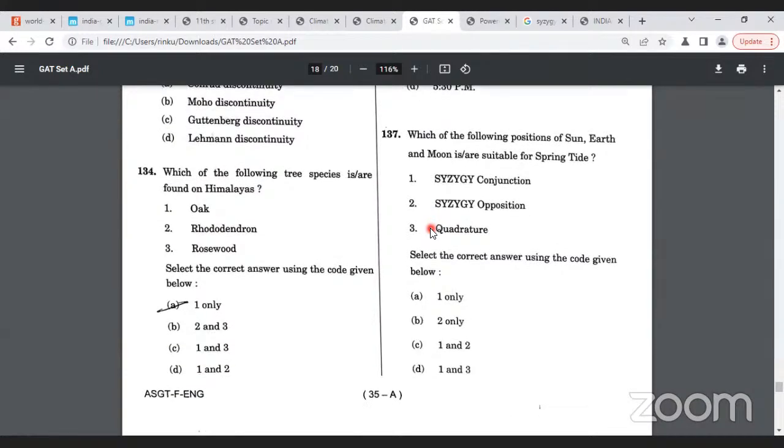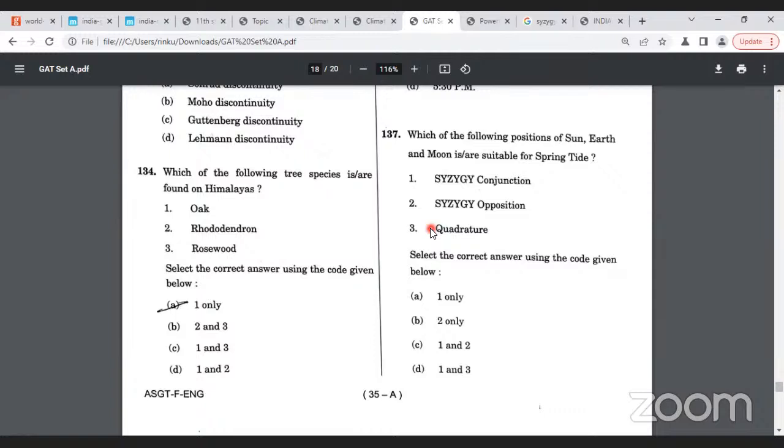137. Which one of the following positions of sun, earth, and moon are suitable for spring tides? Spring tides happen during syzygy. Syzygy is when the sun, moon, and earth, any three celestial bodies, are all in one line. In our case, the reference would be the sun, moon, and the earth. The syzygy conjunction would be that the sun and the moon are both on the same side, and the syzygy opposition would be that the sun and moon are on opposite sides of the earth. All three are in one line, but in a conjunction, the sun and moon would be on one side, and in opposition, on opposite sides of the earth.